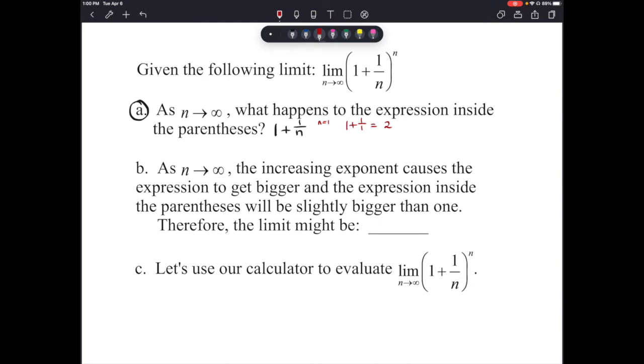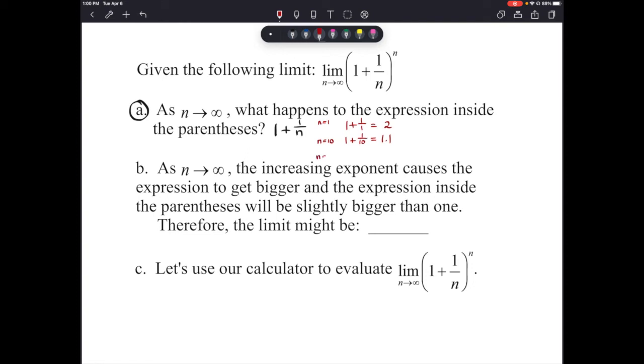Okay, now let's see here. Let's increase that. Let's make it 10, right? Instead of 1, we're going to make it 10. We'd say 1 plus 1 over 10. Well, 1 plus 1/10 is going to give us 1 1/10. So as n is increasing, our value looks like it's starting to decrease.